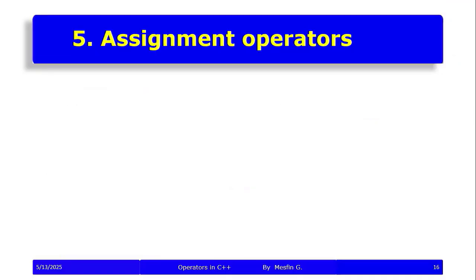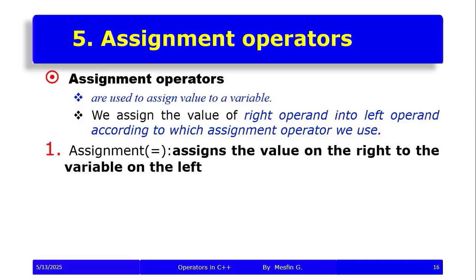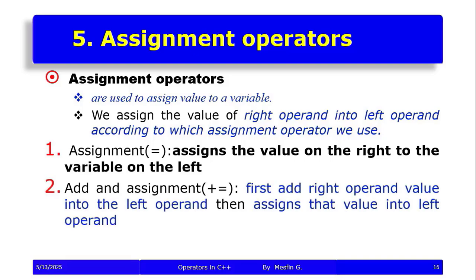So the next one is the assignment operator. Assignment operators are used to assign values to variables. We assign the value of the right operand to the left operand according to which assignment operator we use. The assignment operator assigns the value on the right to the variable on the left. And the next one is the compound assignment operator. This may include plus equal to, minus equal to, times equal to, and divide equal to.